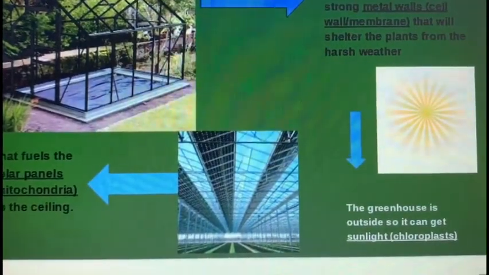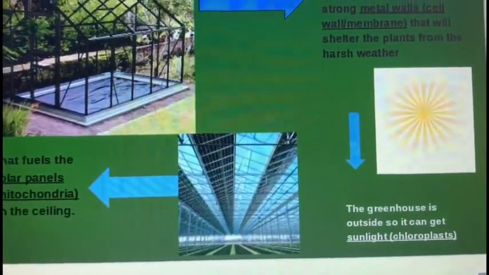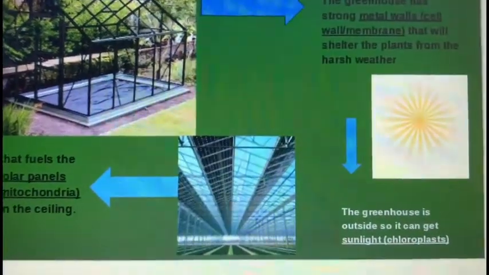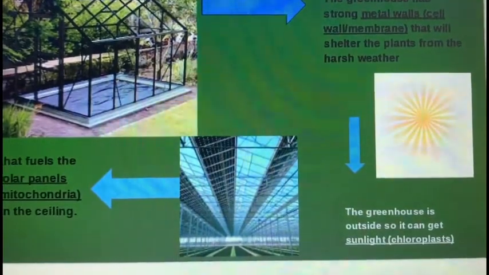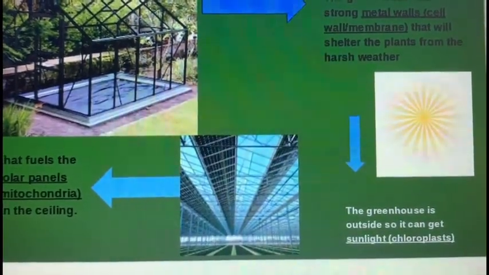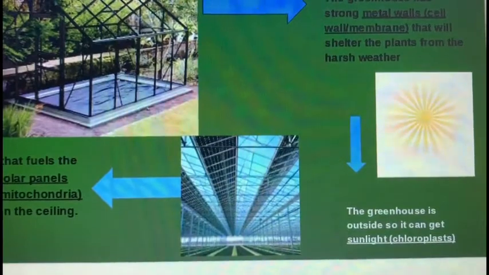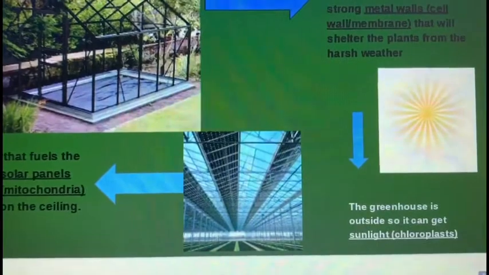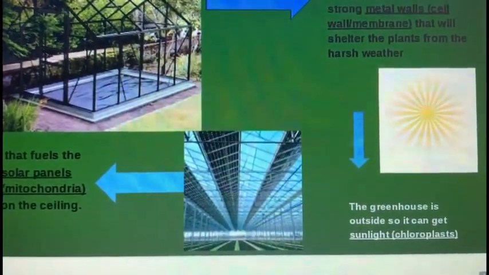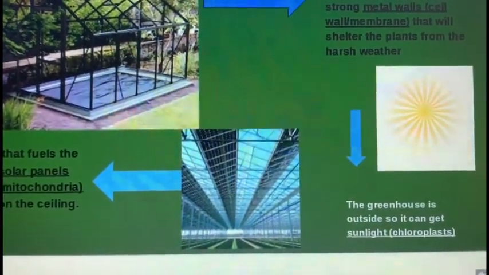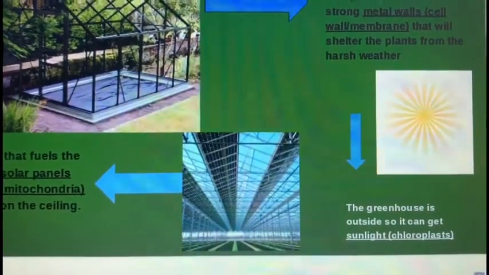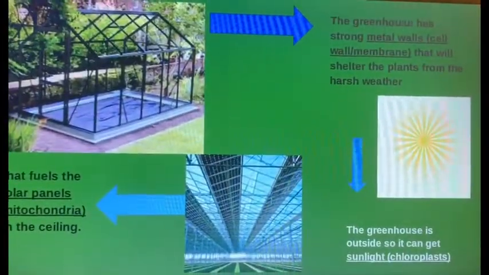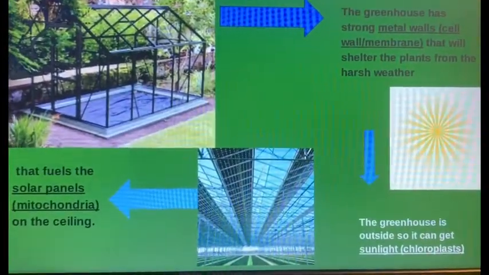The greenhouse had strong metal walls. In this case, they're the cell membrane, because they protect everything within the cell and will shelter the plants from the harsh weather. These strong metal walls have components of both the cell wall and the cell membrane. They are the cell wall because they provide the structure and protect the plant from the harsh weather, but they are also the cell membrane because they have a big part in deciding what goes in and out of the greenhouse. The greenhouse is built outside so we can get sunlight that will then fuel the solar panels.